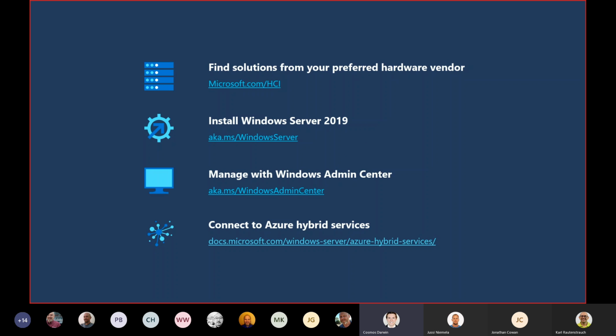Now that's the first step, right, is to find solutions from your preferred hardware vendor. Once you have them, you can work with the vendor. They vary a little in how they want to do this, to install Windows Server 2019, set up Windows Admin Center, and then optionally connect to hybrid services for management. You can pick and choose as many or as few as you'd like depending on your needs. So Azure Site Recovery, Azure Monitor, whatever it is that's going to make sense for your business.